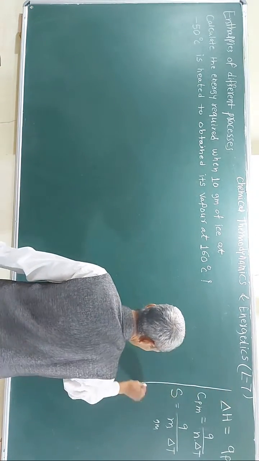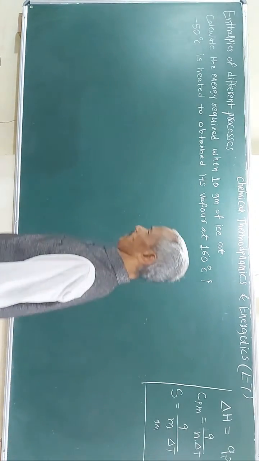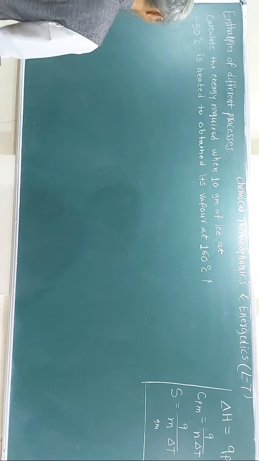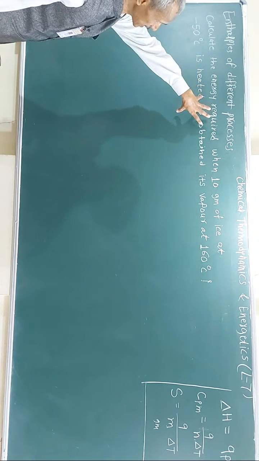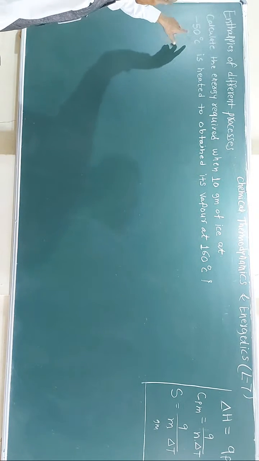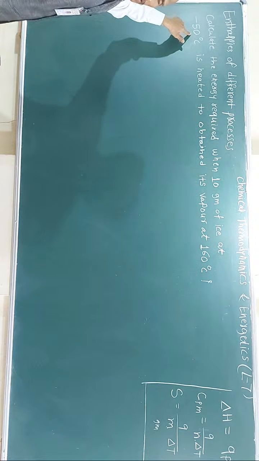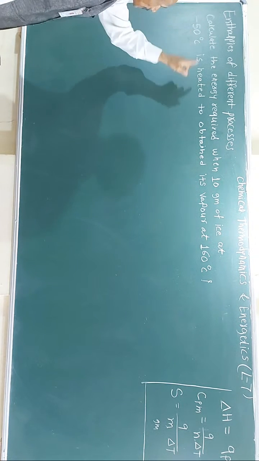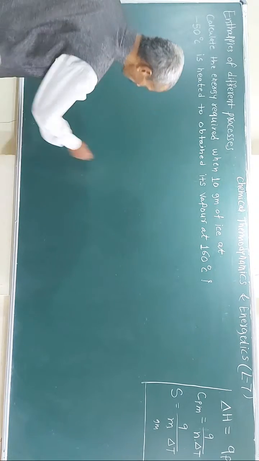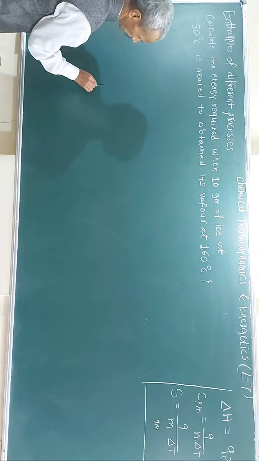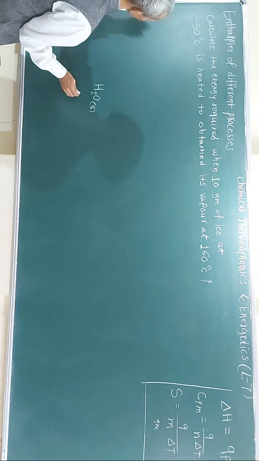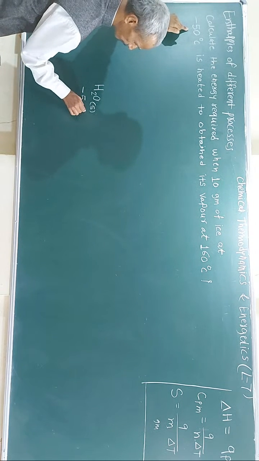Now, depending upon certain concepts, we are going to solve a typical problem. Consider, we have to calculate the energy absorbed during the process in which water at minus 50 degrees Celsius, that is ice, is heated so as to obtain its vapor at 160 degrees Celsius. Consider the ice, a solid, given at minus 50 degrees Celsius.